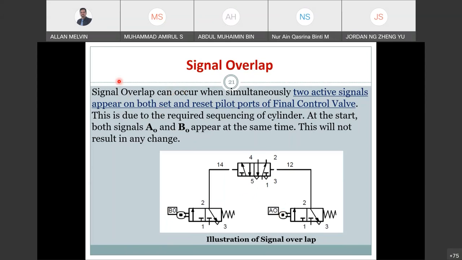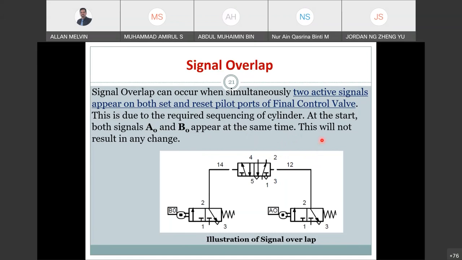I think most of you managed to solve it using the idle roller. You change to idle roller, and idle roller only allows one motion. Okay, so at the start both signals A0 and B0, in the earlier example, appear at the same time. So if they appear at the same time, you cannot do the operation. So that is what we call signal overlap.